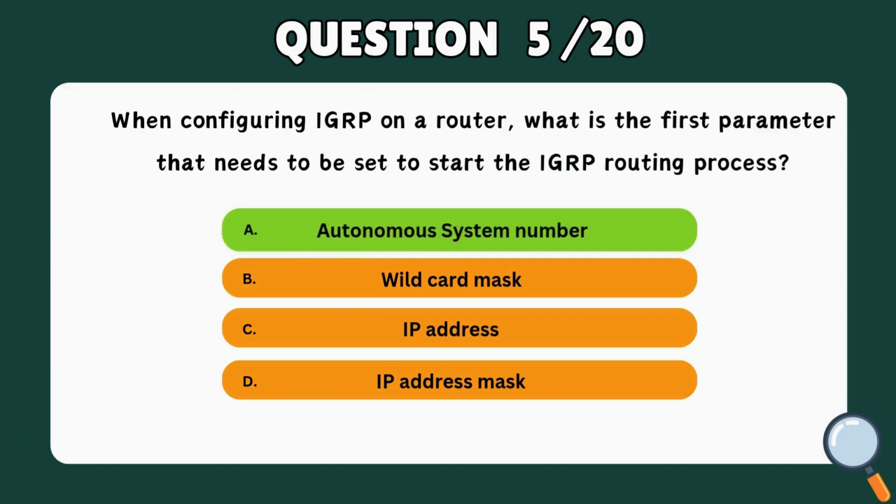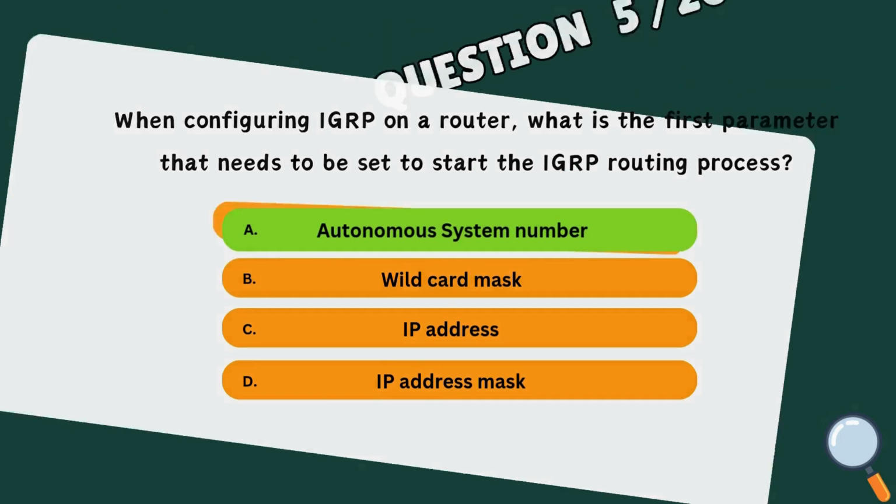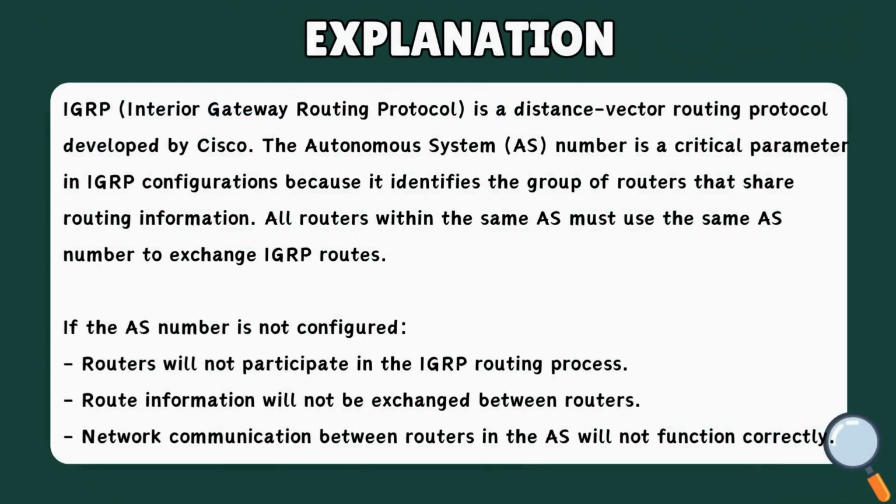Correct answer: A. Autonomous system number. IGRP, Interior Gateway Routing Protocol, is a distance vector routing protocol developed by Cisco. The autonomous system number is a critical parameter in IGRP configurations because it identifies the group of routers that share routing information. All routers within the same AS must use the same AS number to exchange IGRP routes.